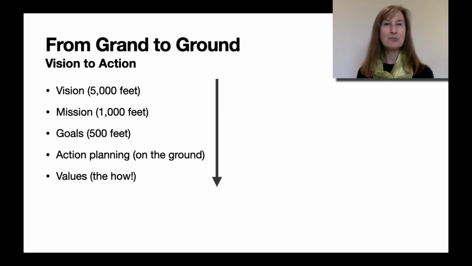Then we move on to what are our practical goals that I might do as a result of my mission or the team's mission. Then down to the day-to-day on the ground. What am I doing each morning when I get up to accomplish those goals, to accomplish my mission, and to accomplish my vision? These are all interconnected. When we're doing strategic planning, these four things should be included.